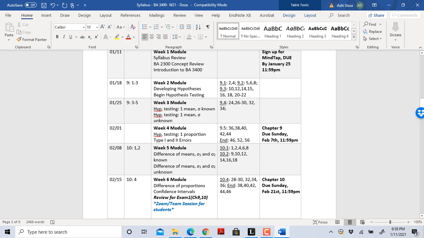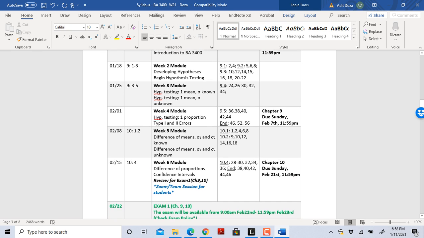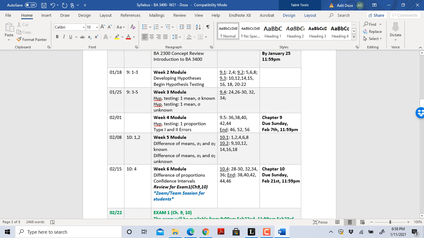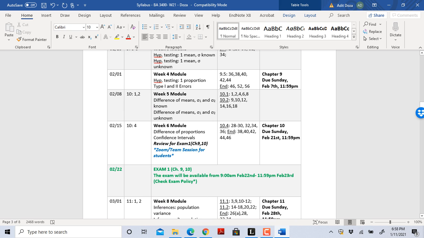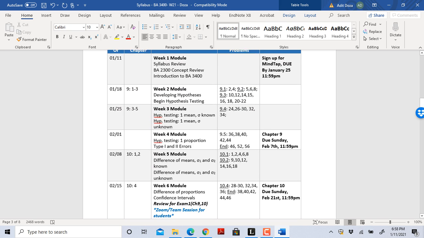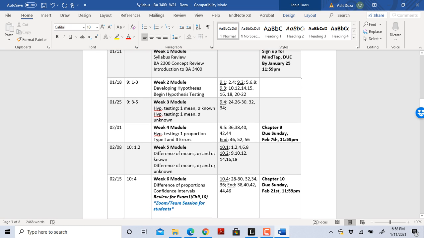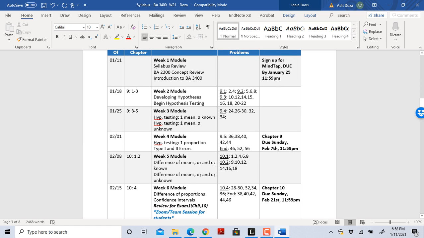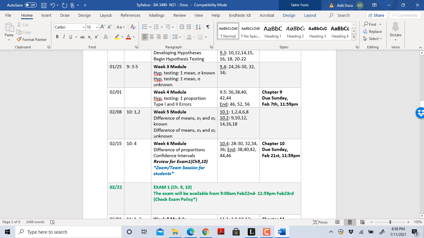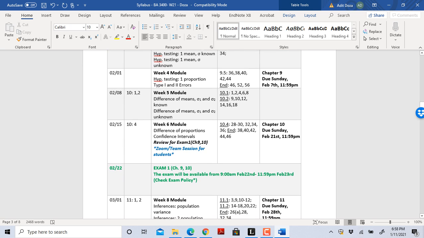Chapter 10 is week 4 and week 5, and we will also cover chapter 10 in week 6. These are the topics that we will cover. Don't get overwhelmed with the jargon right now, like developing hypothesis testing, type 1 and type 2 errors, or the difference in means and difference of proportions. We will learn slowly and progressively throughout the semester.